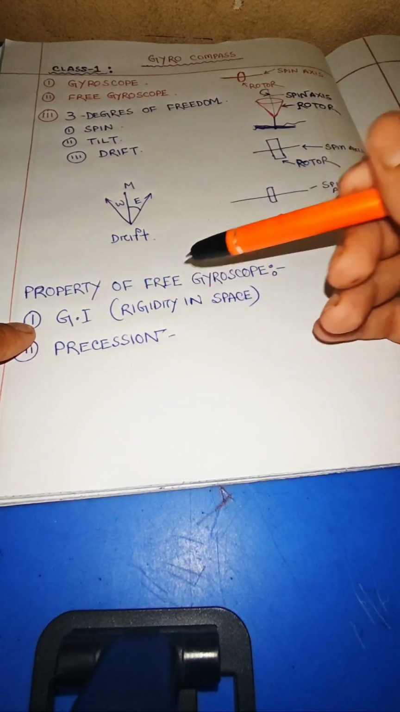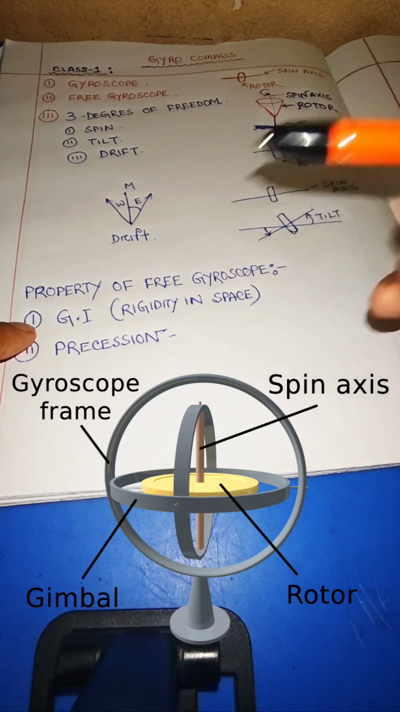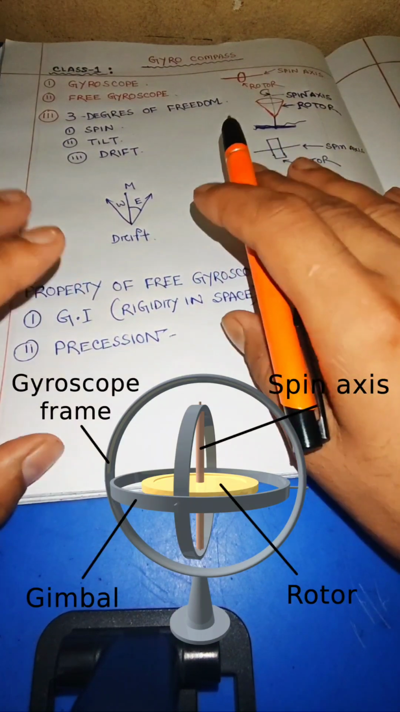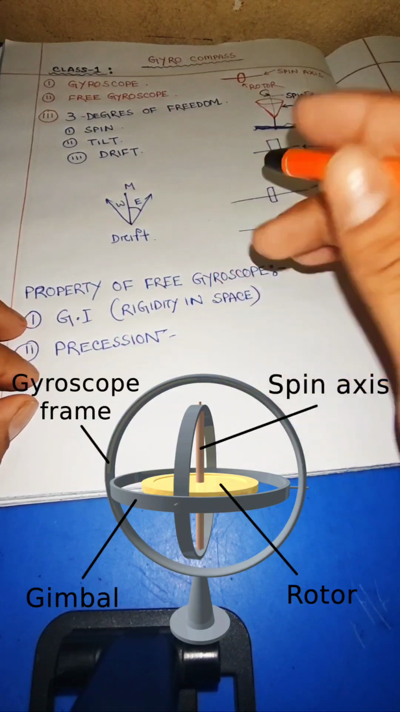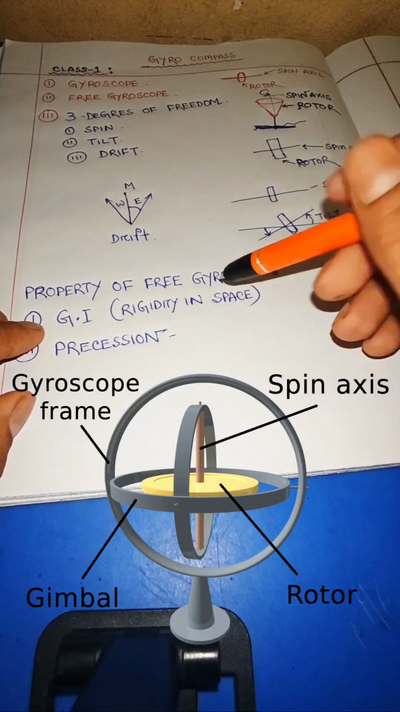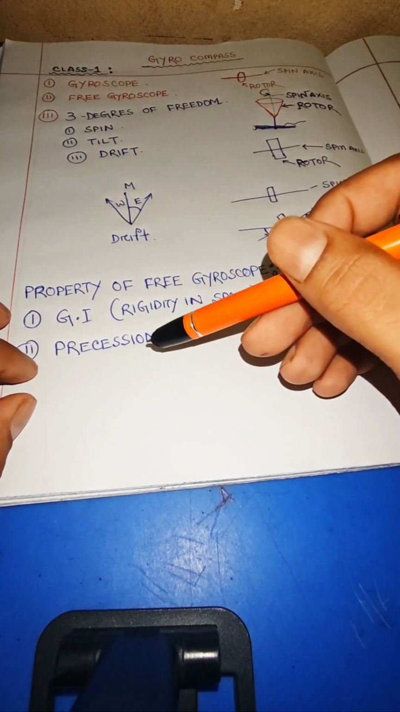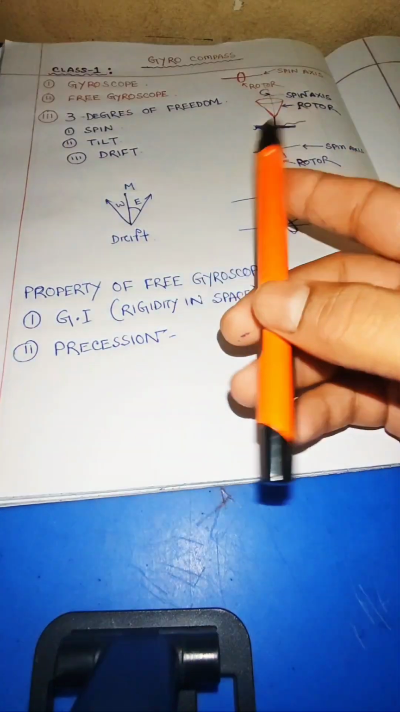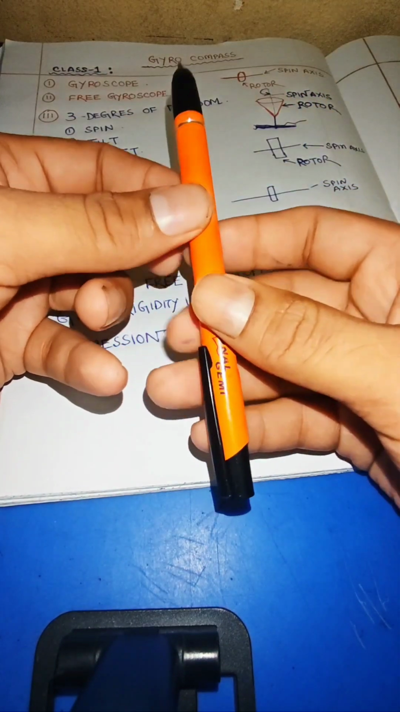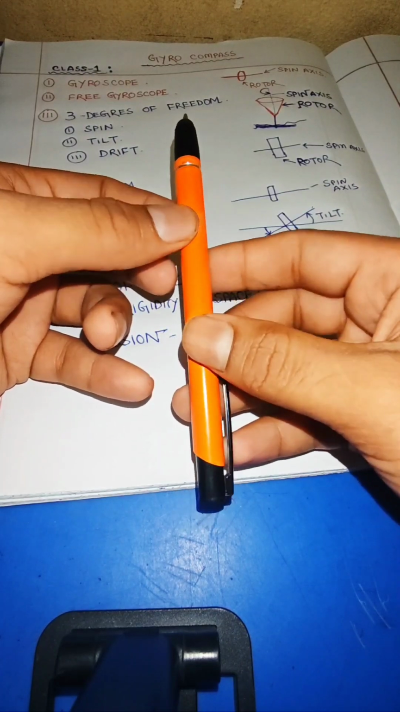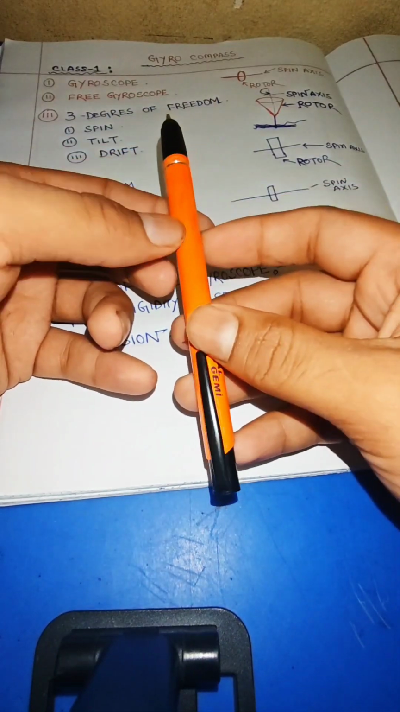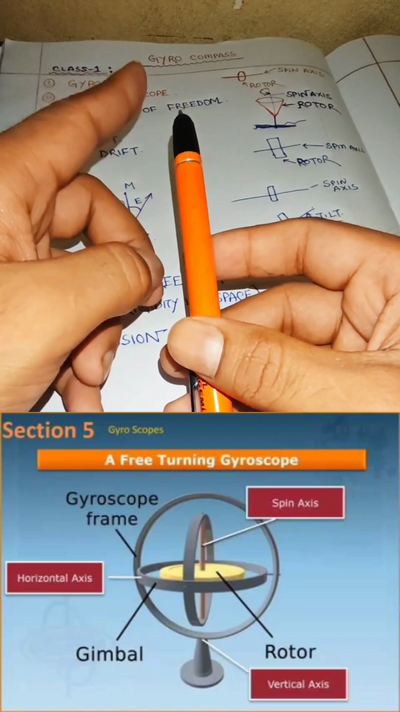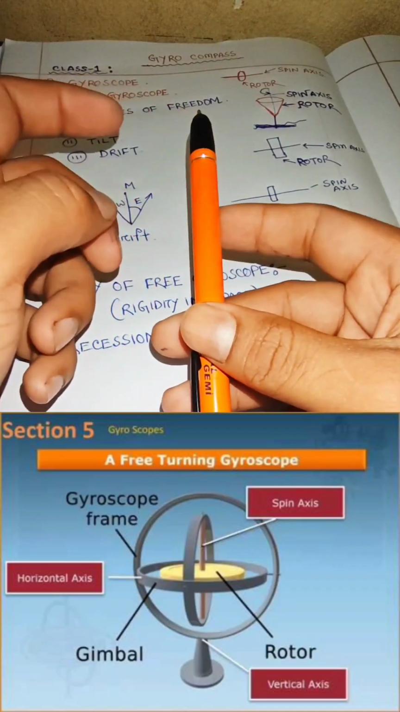Guys, the gyroscopic inertia, or the rigidity in space, is the ability to point in a fixed direction without applying an external force. Remember, in the first principle there is no force, and in the second principle we will see there is an external force. Rigidity in space means when you point a spin axis to a fixed direction, it will continue pointing towards that direction until you apply any force.